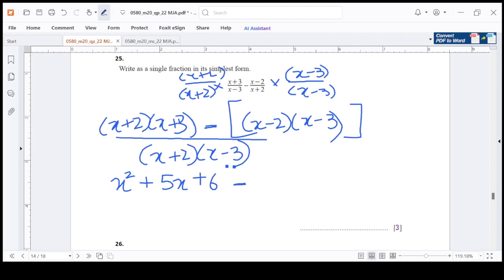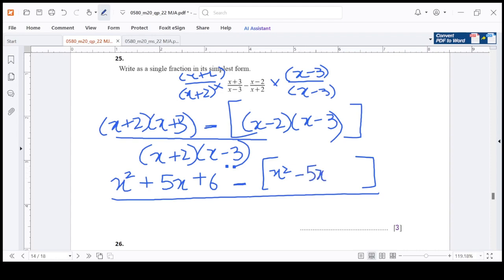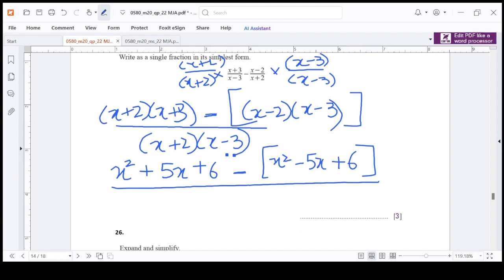Okay, minus, bring back the big bracket. It's very important. And now I'm going to expand this. It's going to be x squared minus 3x minus 2x, which I'm going to write as minus 5x plus 6. I'm just skipping a step to save time. You are welcome to do all the steps. And in the denominator, I'm going to keep it factorized because the simplest answer is the factorized answer.